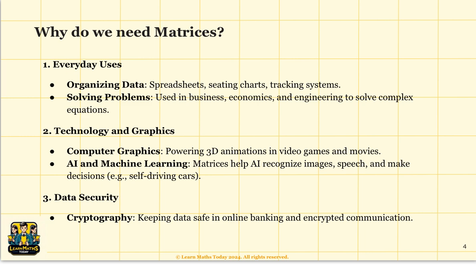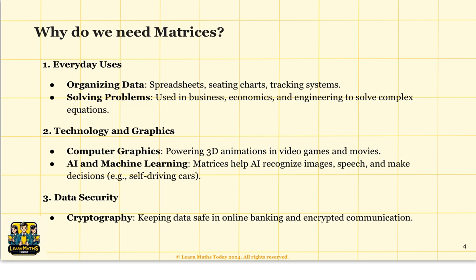AI also heavily use matrices. AI like virtual assistants like Siri or Alexa understand the world around them. Matrices help AI to process huge amounts of data to make decisions, like recognizing a voice or spotting a traffic light. Matrices are also useful in keeping your data safe.